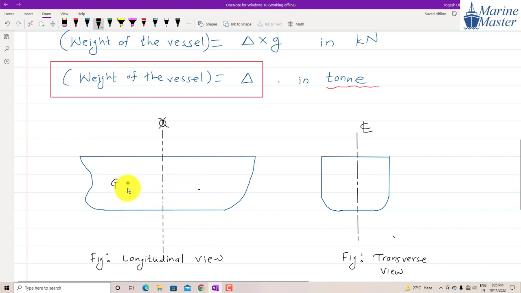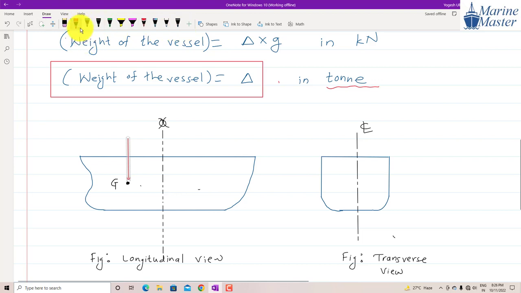I will use a black color pen. So this is a G. Through the G, what is going to act, guys? Through the G, the weight of the vessel is going to act vertically downward, and the weight of the vessel is nothing but delta. Delta means displacement. So weight of the vessel always acts vertically downward through the center of gravity, guys. Observe the scenario here. We are trying to understand the meaning of each and every term here.